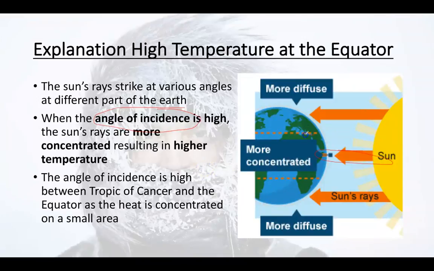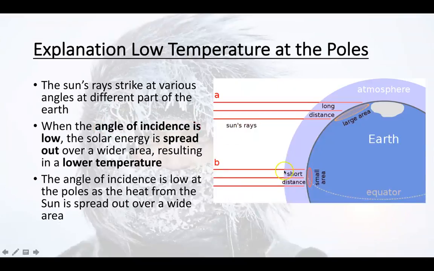That means within this specific area, because the heat itself is concentrated in this small area, that is why Singapore is very hot all the time. Malaysia is also very hot all the time. This brings us to the next point.